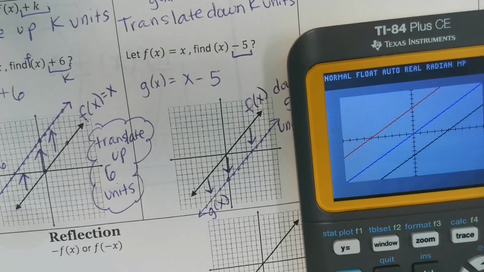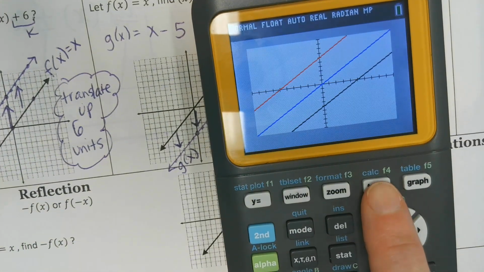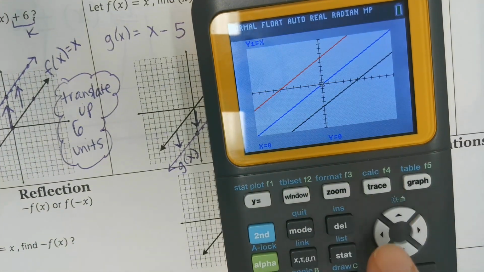So you should have had it look like this. And if you look at them, they're all parallel to each other. They all have the same exact slope. It just moves down or up. Also, hit the button trace. Trace is right next to graph. Look at where my finger is. Hit the button trace. And you can arrow.